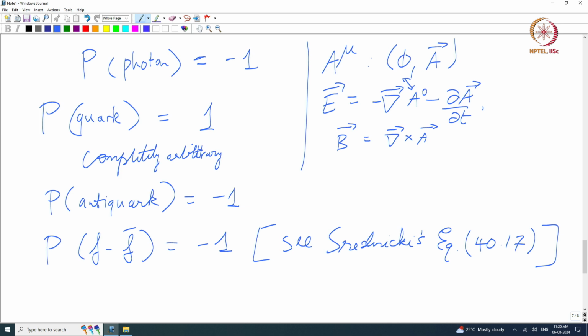Here I am already using the fact that parity is a multiplicative quantum number, which should be intuitive by now. We are acting on states, so if I have a combination of states, then the eigenvalue is the product of the intrinsic parities. So that's for these fermions. The intrinsic parity of an electron I would take as 1, and the intrinsic parity of a positron I would take as -1, going by the same convention.